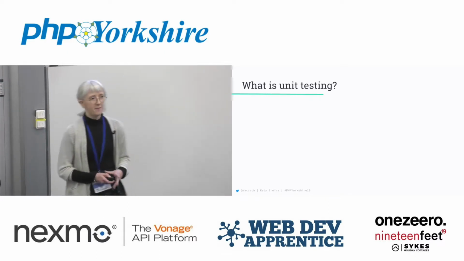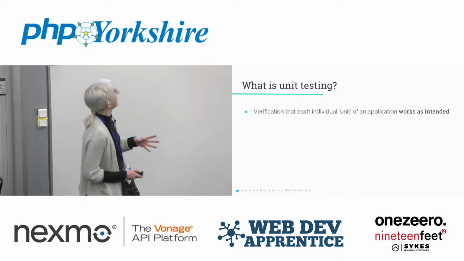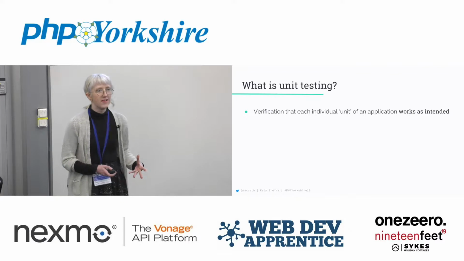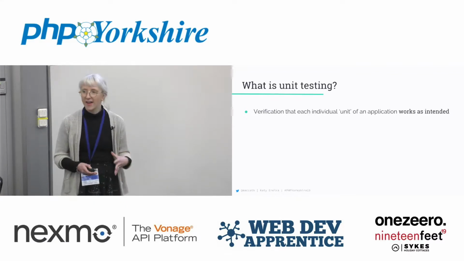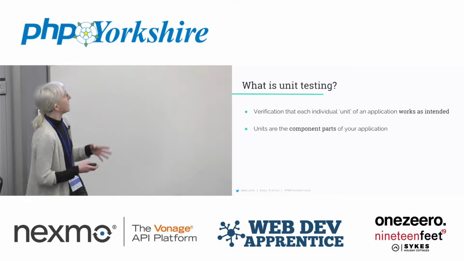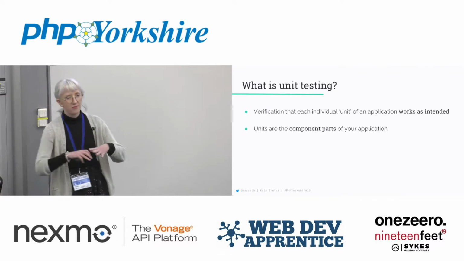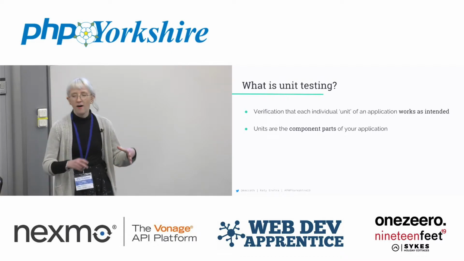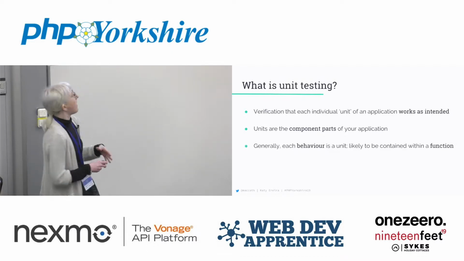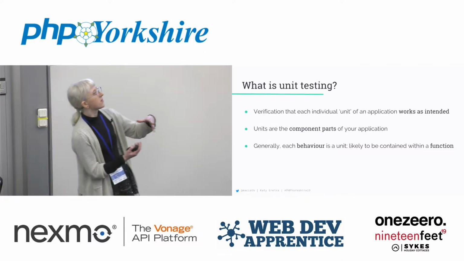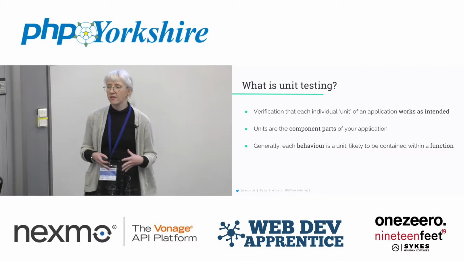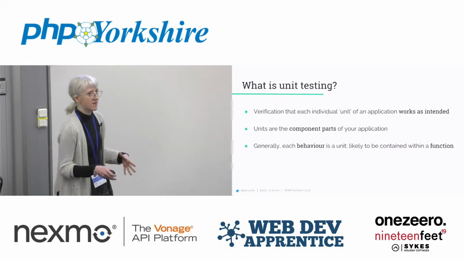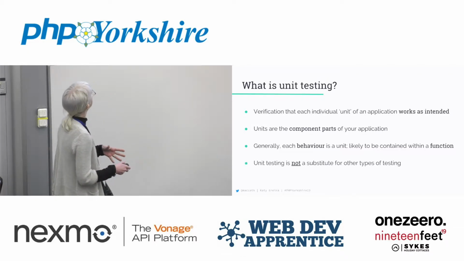Unit testing. I'm specifically going to talk today about unit testing, which is a way of verifying that each individual piece of your code is working as intended. A definition for a unit would be a piece or component part of your code, which some people look at as being functions, so each function or each method is a unit, but you could also argue that each set behavior is an individual unit as well.